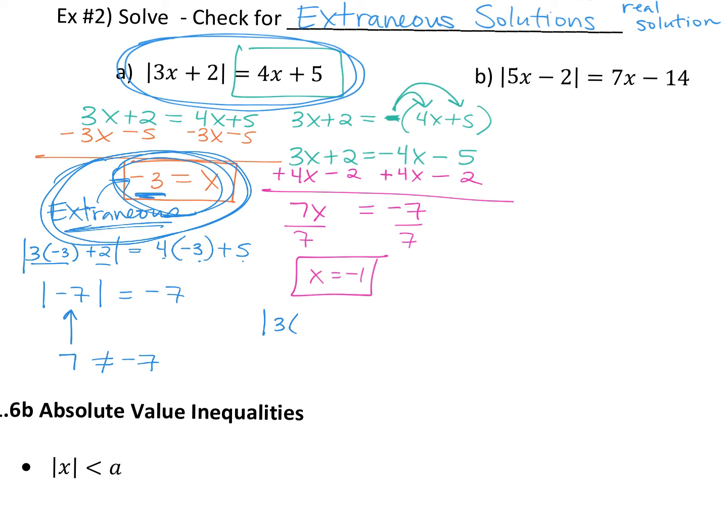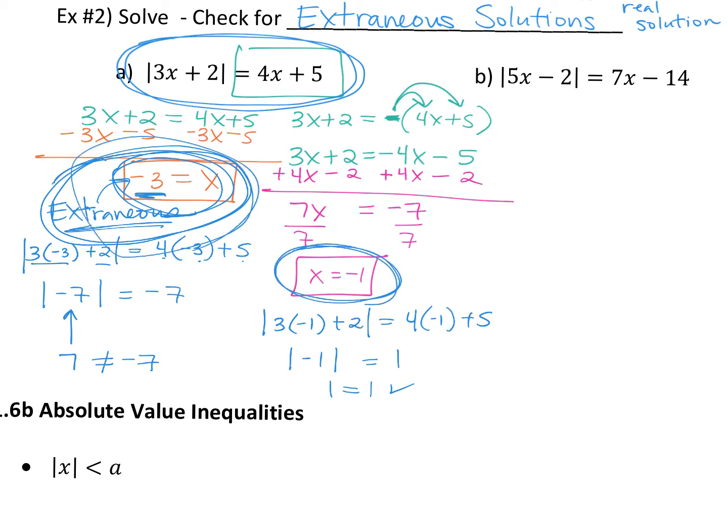So the absolute value of 3 times -1 plus 2 equals 4 times -1 plus 5. Okay, simplify that. -3 plus 2 is the absolute value of -1. -4 plus 5 is 1. Is that true? Yes, 1 equals 1. That checks out. So this is a correct answer. This, -3, is extraneous. Make sure I can see the word extraneous by that answer. Okay?